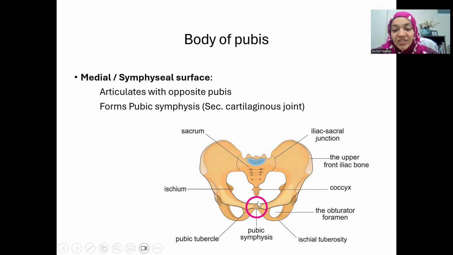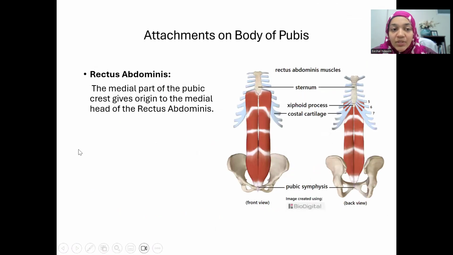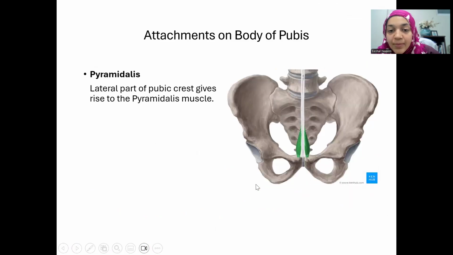So this is the pubic symphysis joint. These are the two symphysial surfaces that are coming close and forming the pubic symphysis joint. Now, I told you that there was a rectus abdominis muscle that was coming all the way straight and forming a conjoint tendon and inserting into the pubic symphysis.